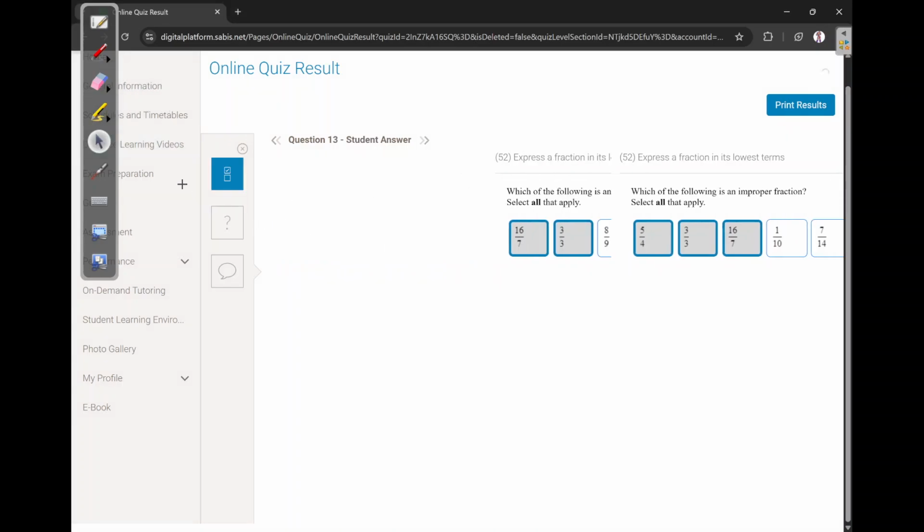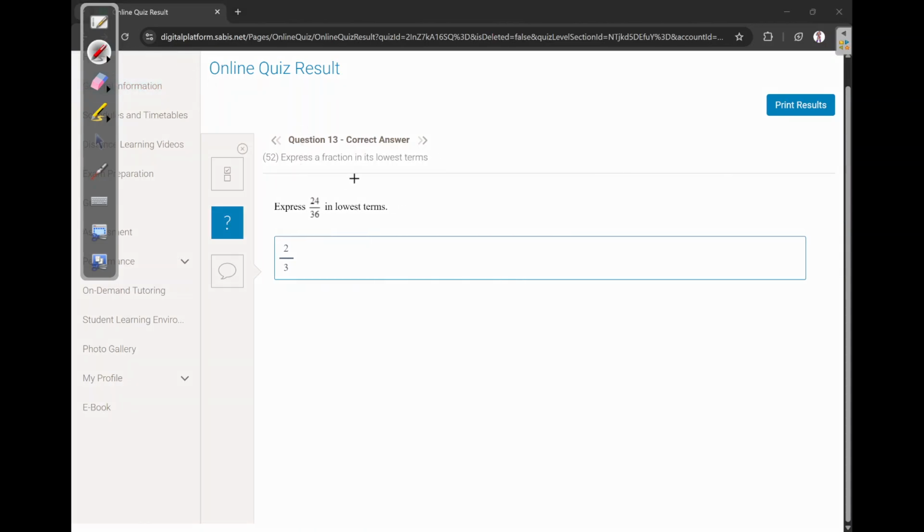Question 13. Express 24 out of 36 in the simplest terms. 36 divided by 6 equals 6, and then 24 divided by 6 equals 4. Can we simplify it? Divide it by 2. 4 equals 2 out of 3.